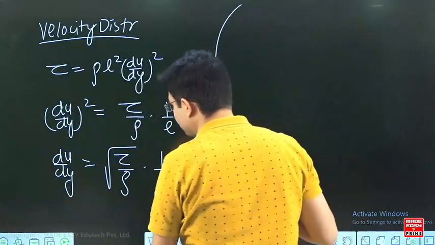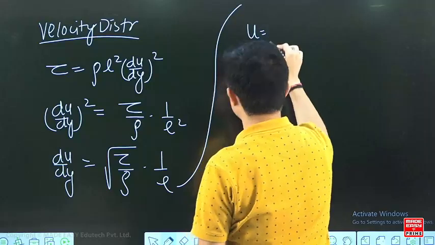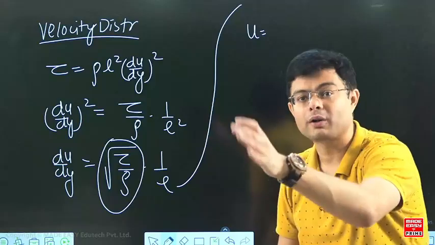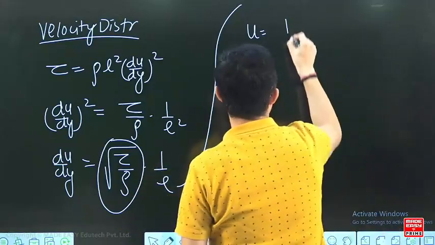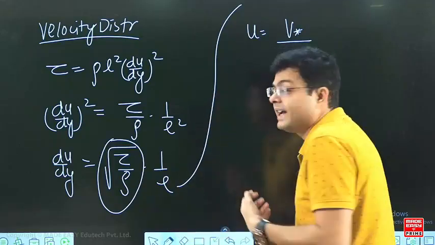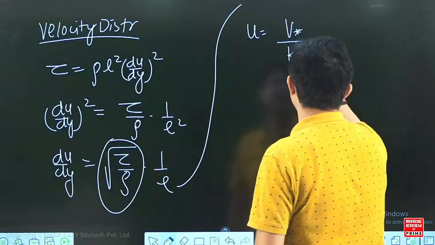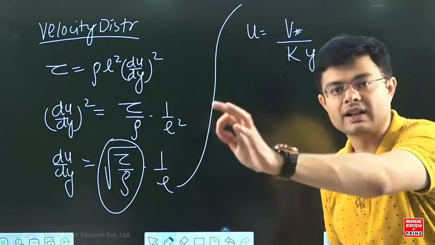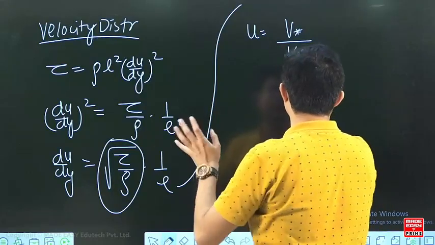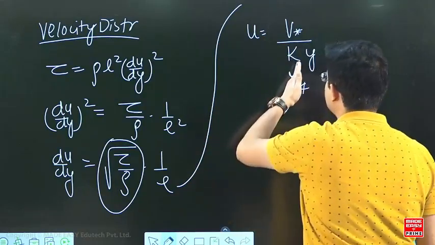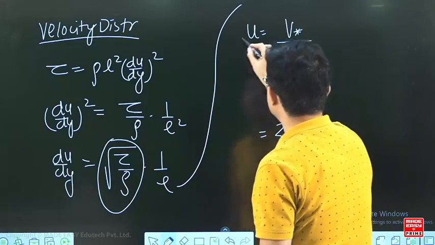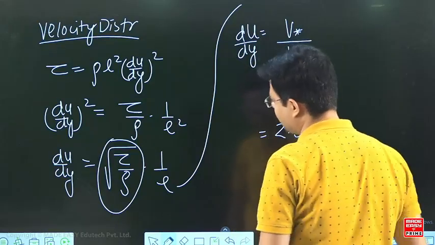My dear students, let us integrate this. Under root of tau by rho, just now I told you under root of tau naught by rho can be written as V star. So this can be written as V star divided by L, and L according to Prandtl was K into Y, and the K value you are going to take as 0.4. So 1 divided by 0.4 will be 2.5, so 2.5 of V star by Y. We are not integrating yet, let du by dy remain here.